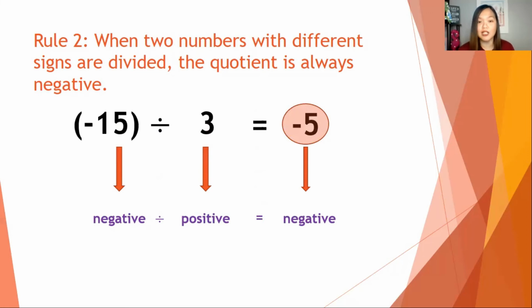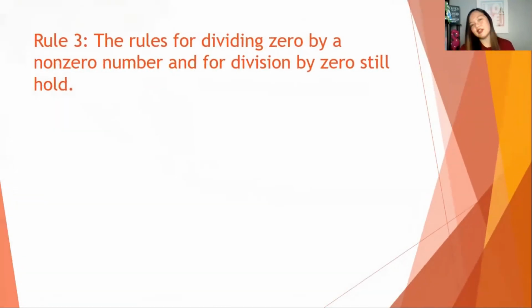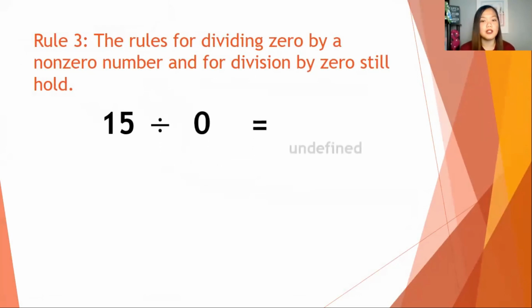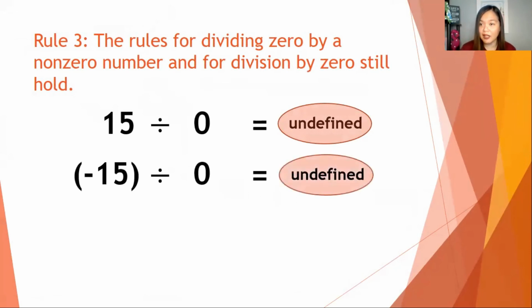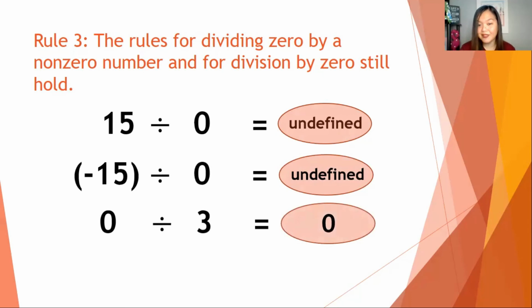I know you can use your calculators in here, but learn to do this independently. At ito naman, if you have 15 divided by 0, your answer is undefined kasi nahuli yung 0. If you have negative 15 divided by 0, the answer is, again, undefined. But if you have 0 divided by 15 or 3, the answer is 0. And if you have 0 divided by a negative number, the answer is 0.